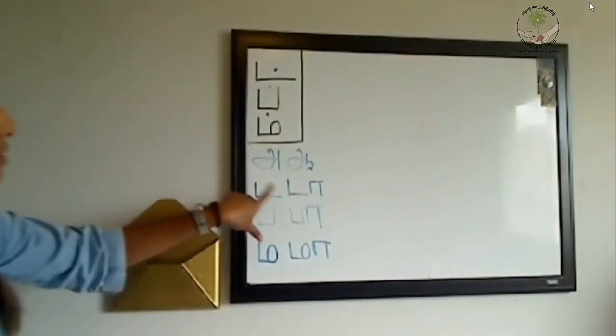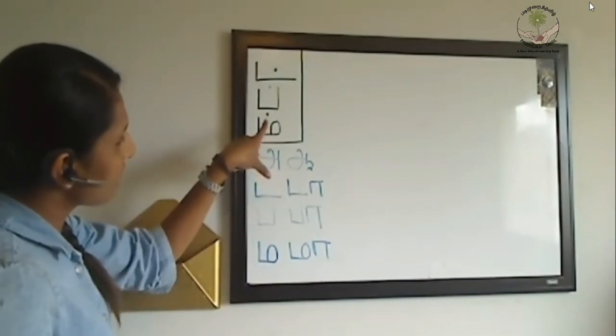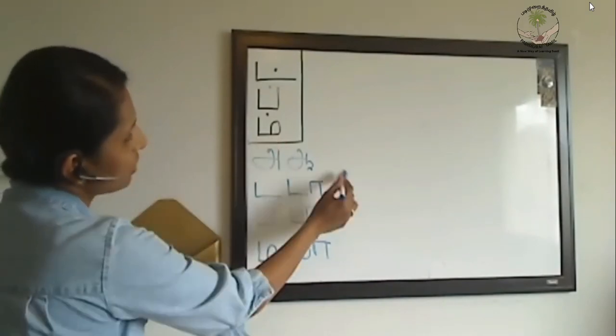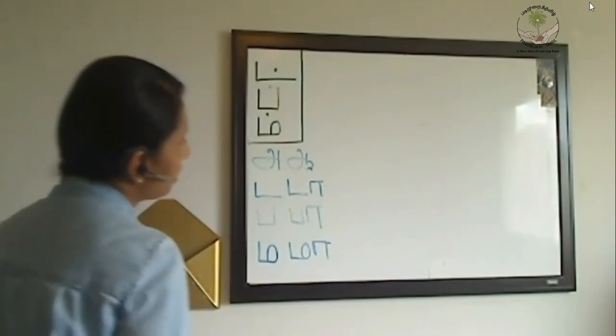Okay, and how do we make these? Uyir went into mei. So mei came first, uyir came next. So we had to form the new form. They all became alive. Okay? Now look, okay?